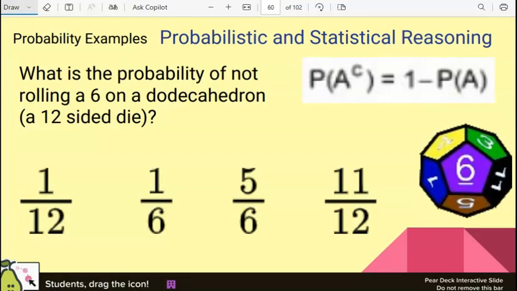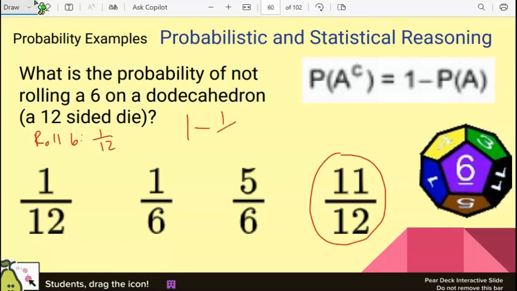Which of the following is the probability of not rolling a 6 on a dodecahedron, a 12-sided die? Pause the video and determine which of these answer choices is correct. The answer is 11 out of 12. The probability of rolling a 6 is 1 out of 12. 1 minus 1/12 is equal to 12 over 12 minus 1 over 12, which is equal to 11 over 12.